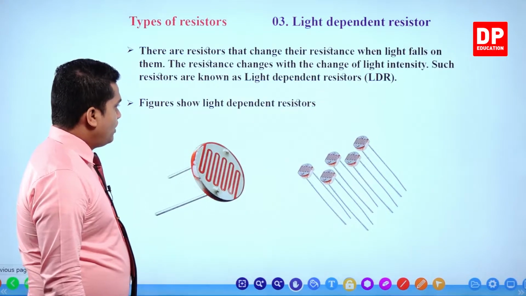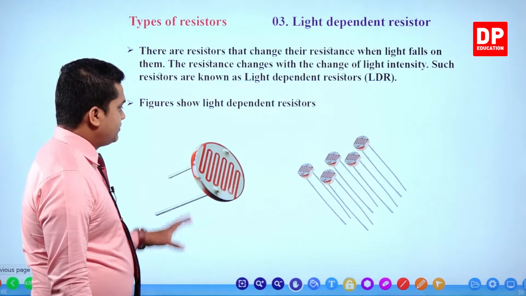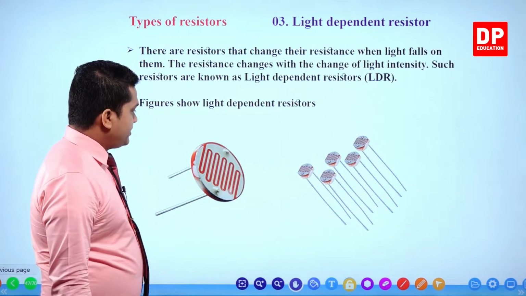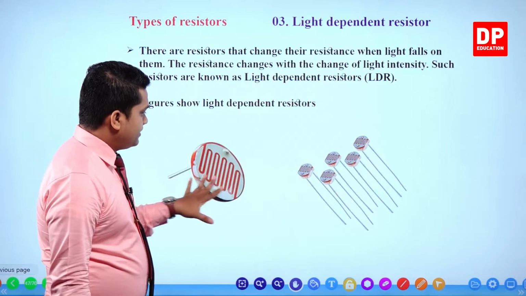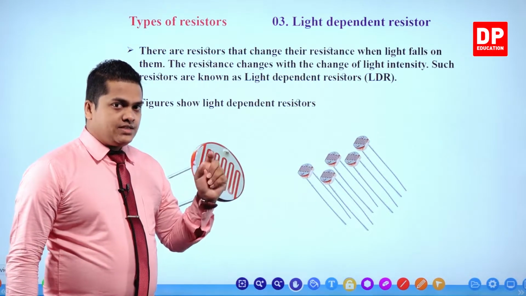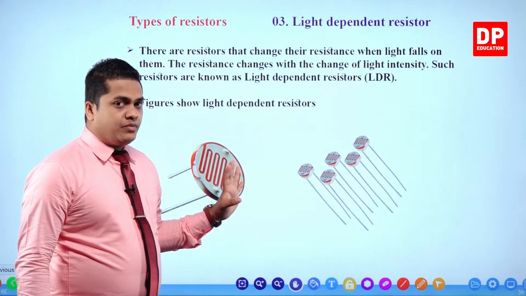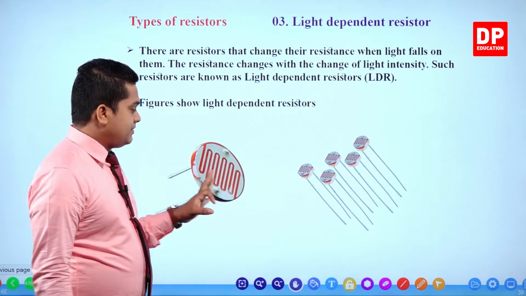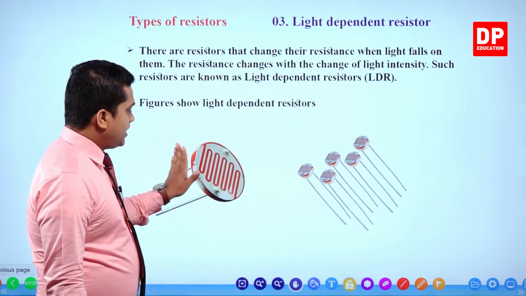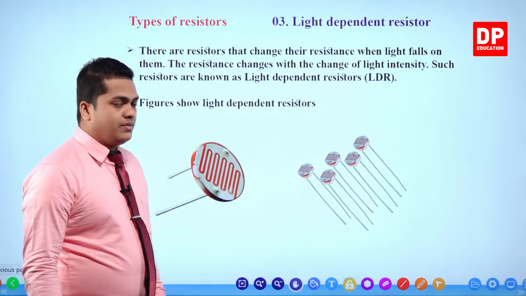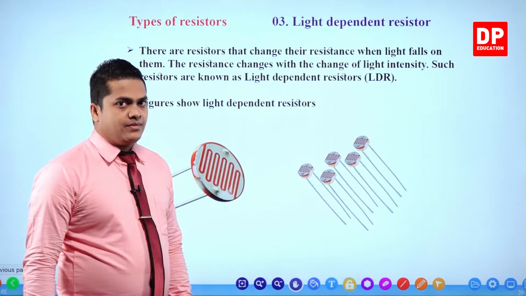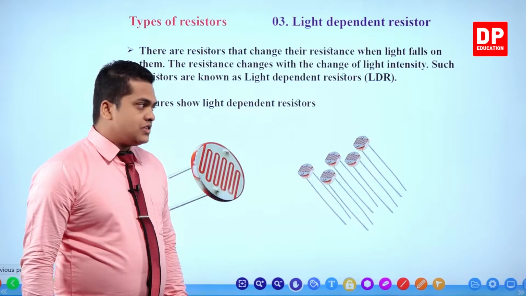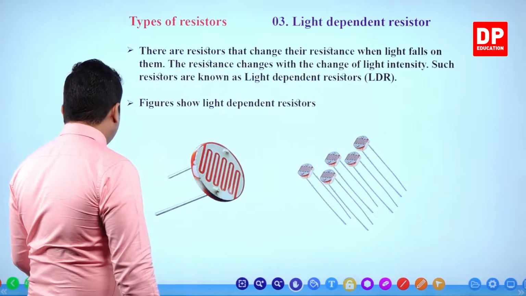Figures show light dependent resistors. Now these figures are showing some light dependent resistors. In a light dependent resistor, when light falls onto the surface, the resistance of the circuit could be changed if it is connected to a circuit, right? So it's a really simple structure. You can observe the light dependent resistor like this. We'll be connecting these light dependent resistors in our next activity. So let's head on to see our activity then.